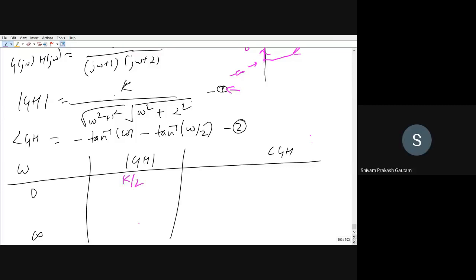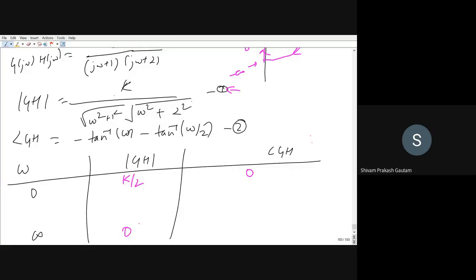And what phase will you get? Phase will be 0. Correct. Similarly, if you put omega equal to infinity, what is the magnitude?